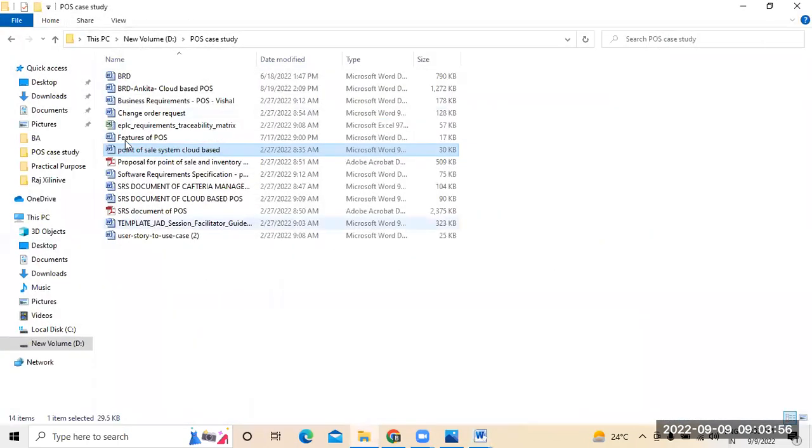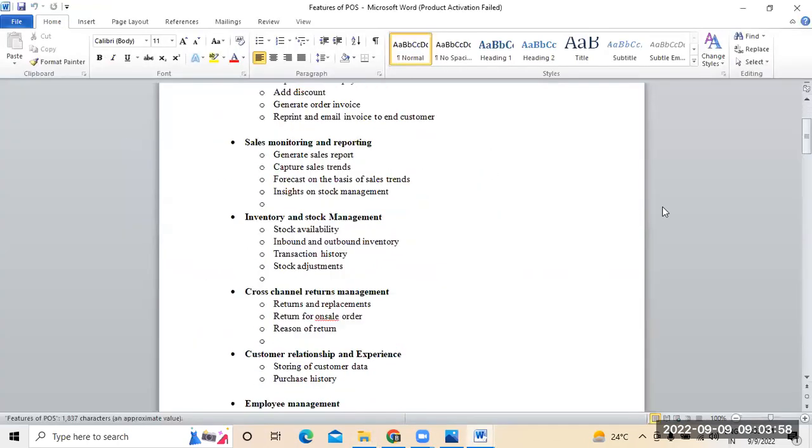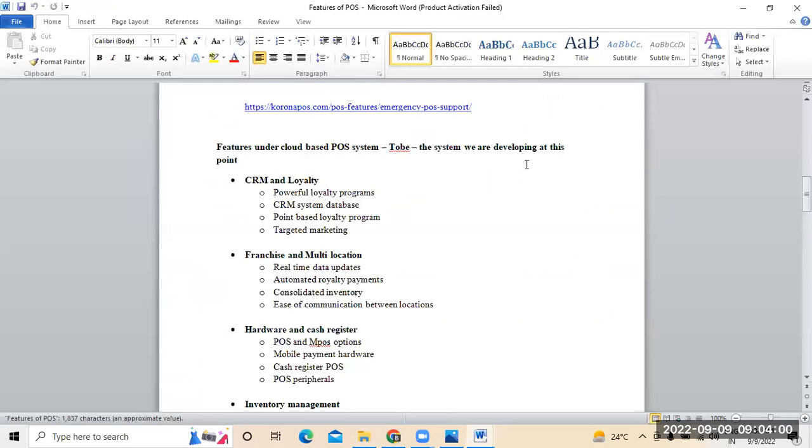This is what it is. For example, in a simple note, I'll tell you. This is what epic stands for. CRM loyalty is an epic. What is user story? These are the user stories. Powerful loyalty program is one user story.